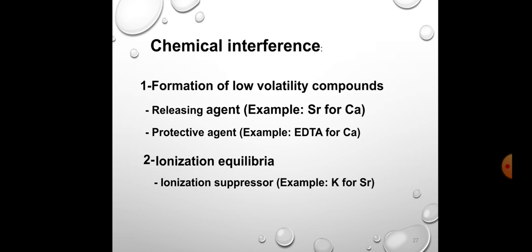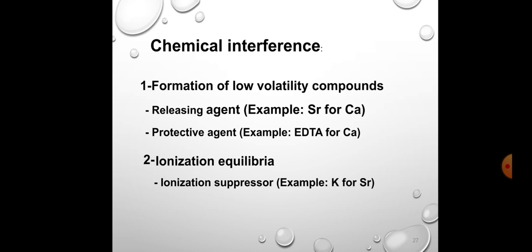Another method is using a protective agent. In this method, we add a complexing agent like EDTA that makes a complex with calcium and will protect it from phosphate. So this is called a protecting agent. These are two common methods for overcoming this interference.